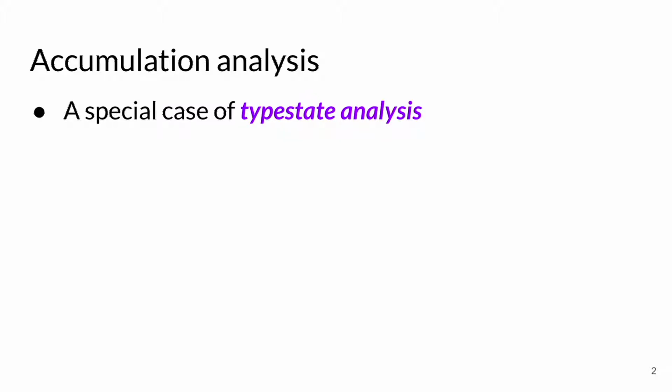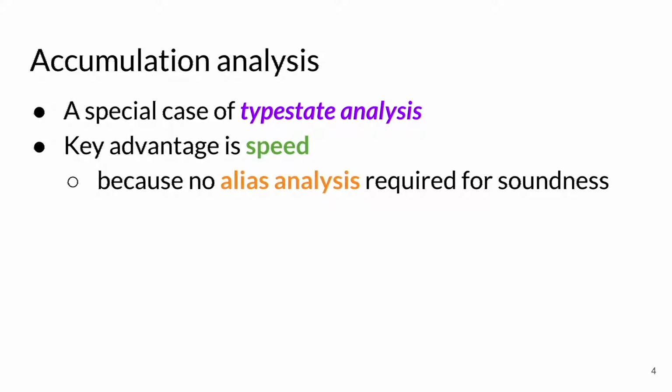But first, I want to spoil why we care about accumulation analysis, what the nice thing about it is going to be, which is that it's going to be a lot faster. It's going to be able to express some of the kinds of type state analyses that people are interested in. Not all of them, but some. And the ones that it is able to express, it's going to be much, much faster. This is going to make verification a lot more tractable, so it's going to be very nice for users. The key reason is that no aliasing analysis is going to be required for soundness.